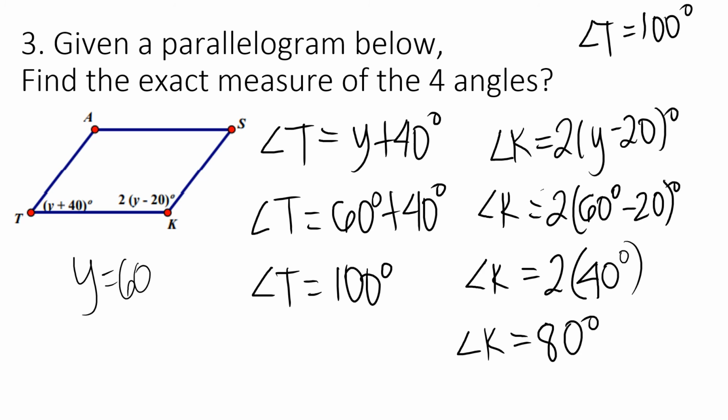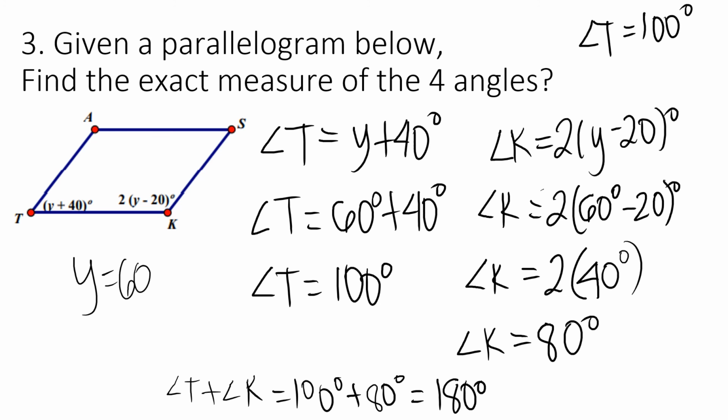So going back to the property of parallelogram that says that two consecutive angles of a parallelogram are supplementary. So when you add angle T plus your angle K, with the value of 100 degrees plus 80 degrees, that is equal to 180 degrees. So the property is correct. Let's take note again on this upper right side that angle K is equal to 80 degrees.